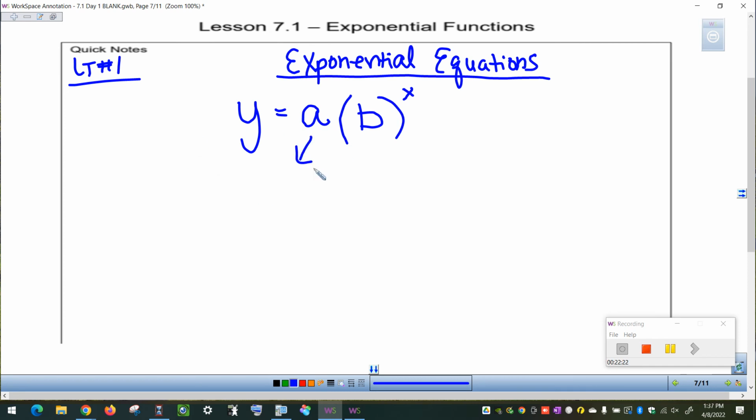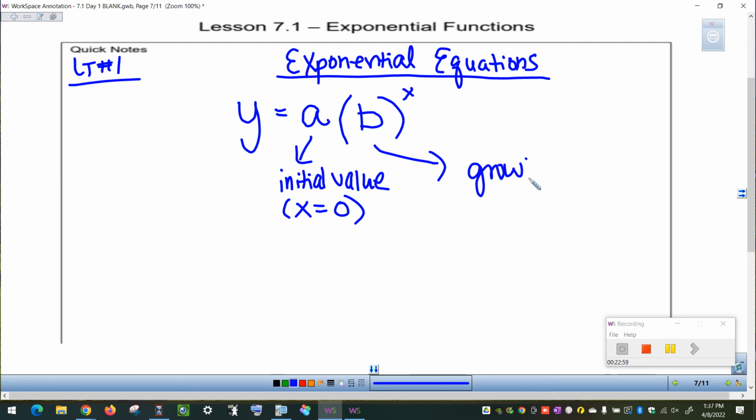So the A out in the very front is going to represent a number. This is going to be the initial value when x is equal to 0. For us in our problem today, it was 50 kilograms, because that was the starting weight of the colt when time was equal to 0 months. Now we know whatever number goes in the position of B, literally that is the number that the y values are going to multiply by each time. The name that we gave it is the growth factor.